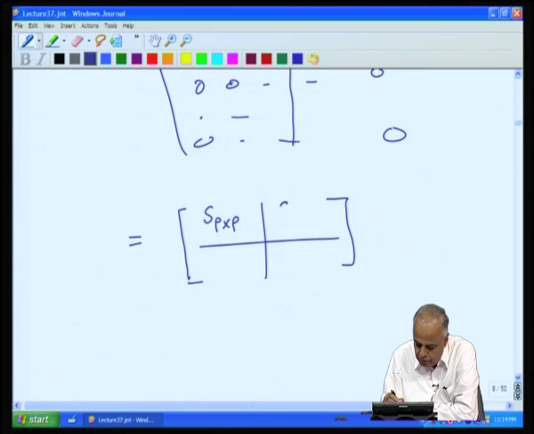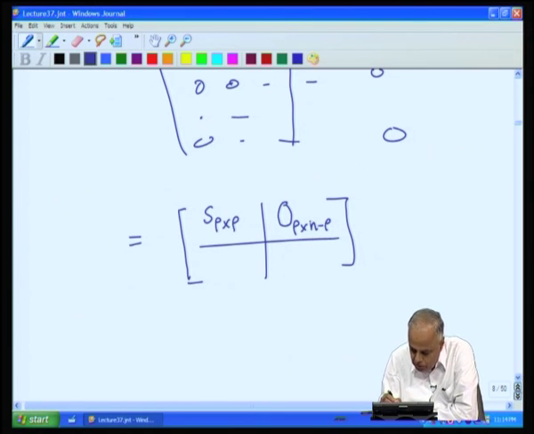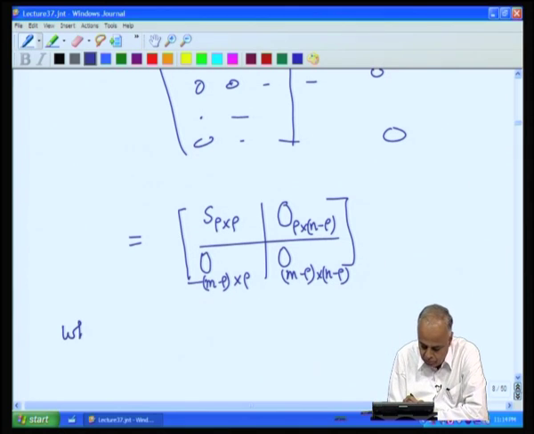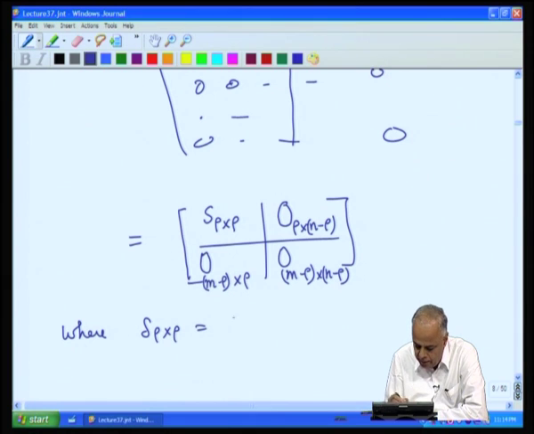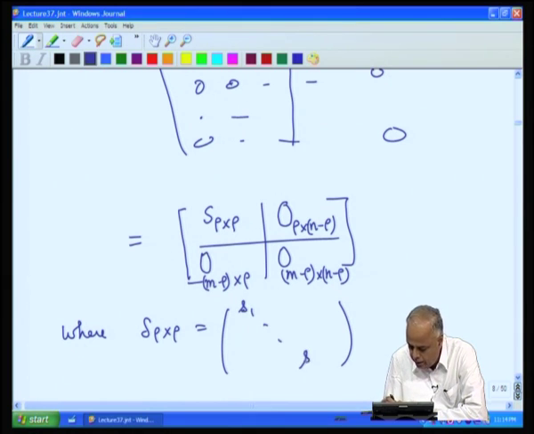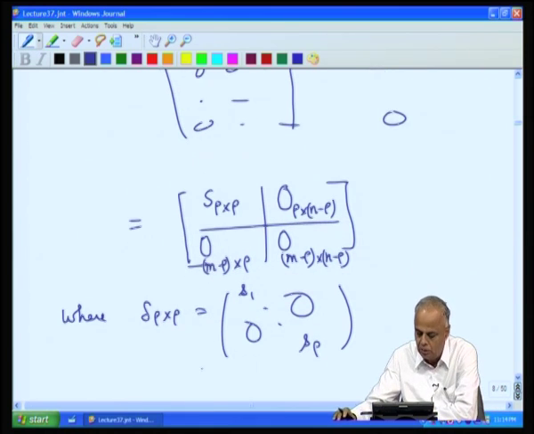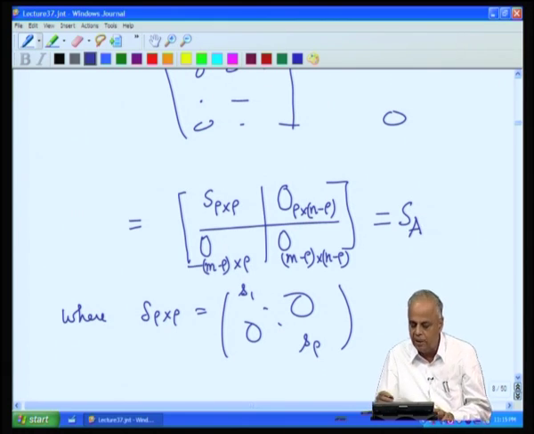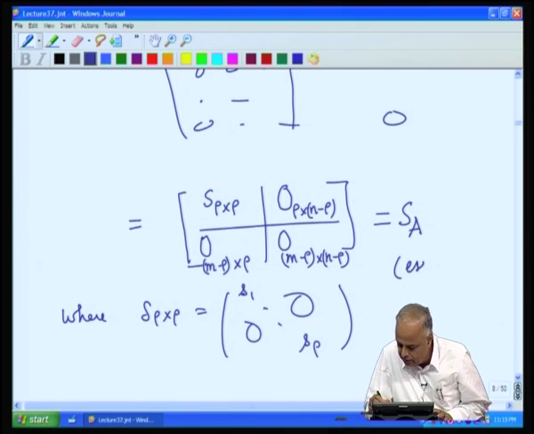So, this will be the 0 matrix with rho rows and n minus rho columns. This will be the 0 matrix. We have already taken rho rows here. So, the remaining m minus rho rows into rho columns will be 0, and this will be 0 of size m minus rho into n minus rho. So, basically S rho is the diagonal matrix, the diagonal entries S1 and so on are the singular values. We will call this matrix S A. So, S A is essentially a diagonal matrix.